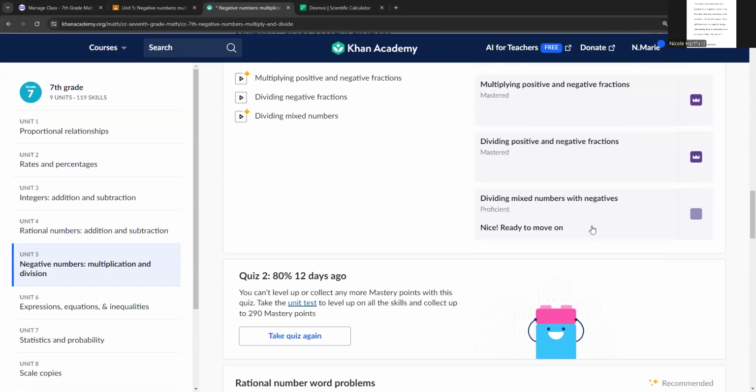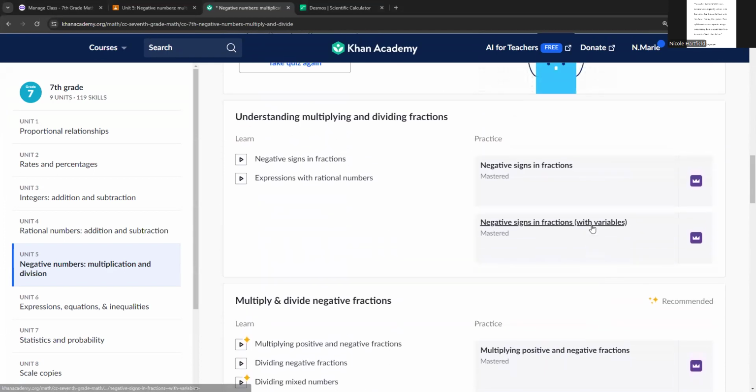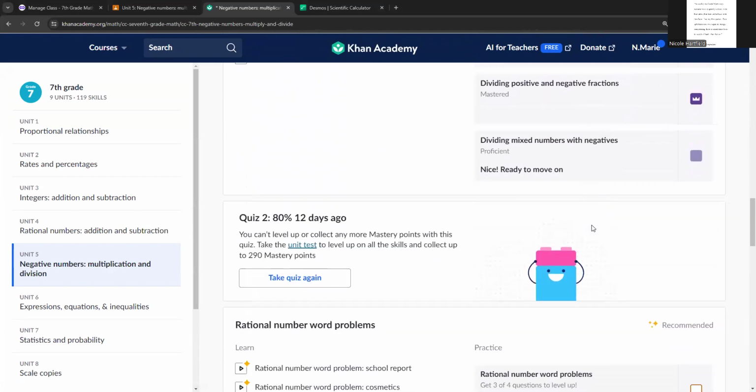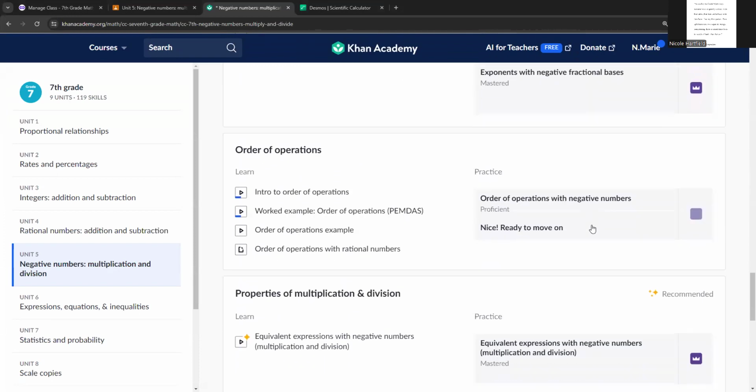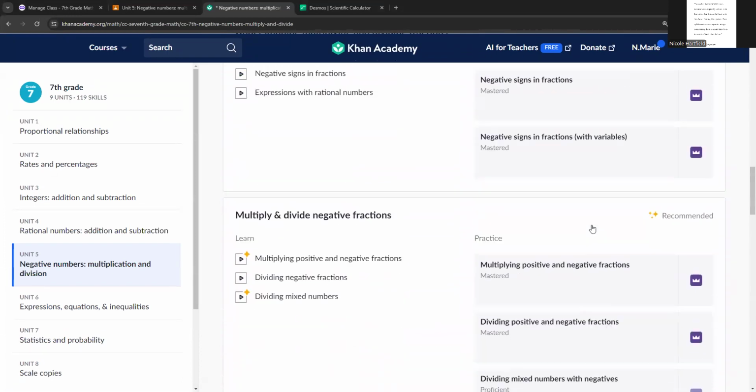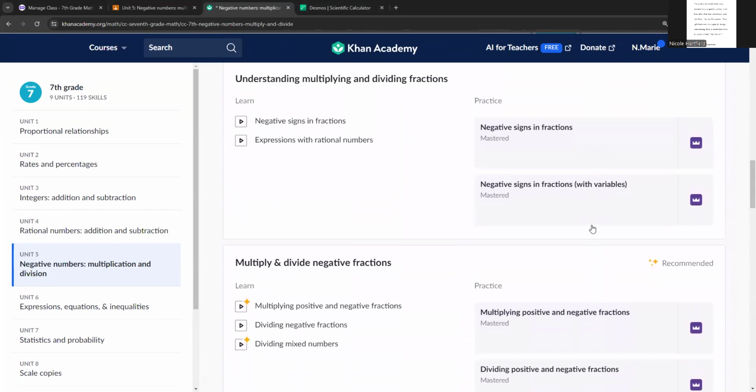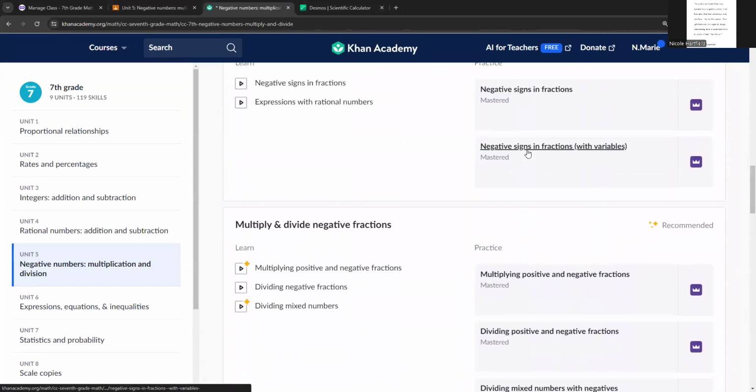All right, so the second part of the unit is dealing with fractions. And then the last part is some other stuff. So we will split this into 2 videos. So let's go with the fractions here.